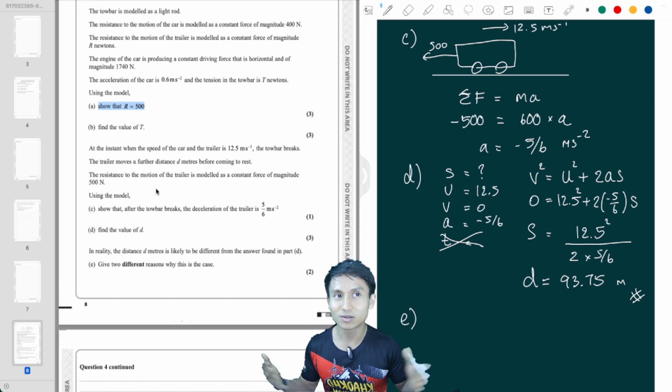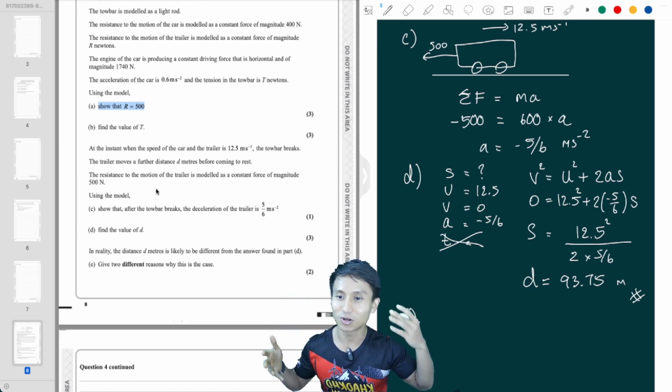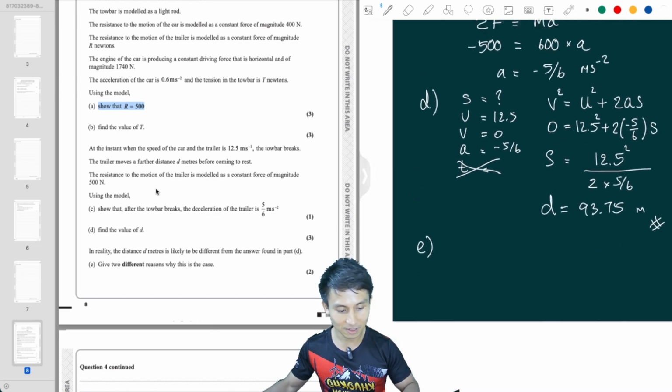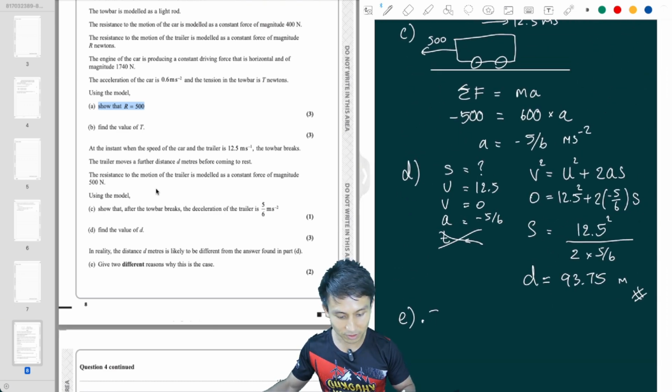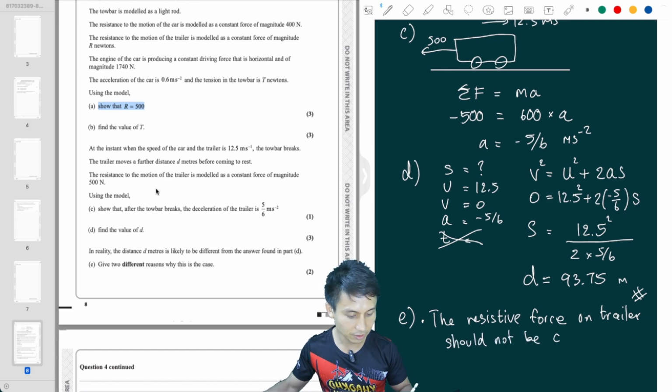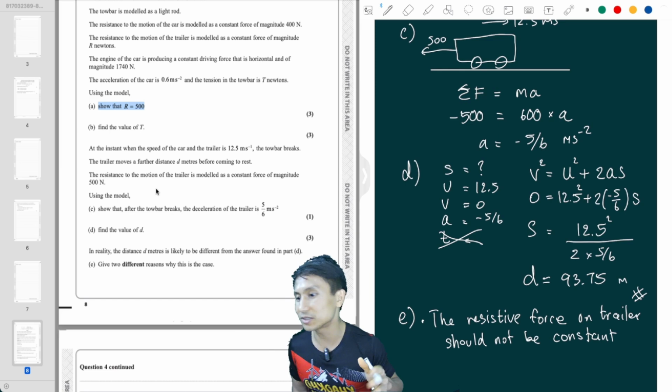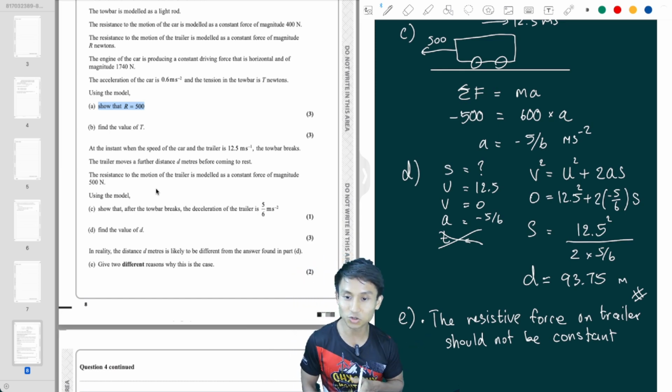If you run slow, you're not going to feel so much air hitting you. But if you run faster, you can feel that your hair gets blown a bit by the air, the wind. So when you move faster, air resistance should be greater. Vice versa, when you move slower, air resistance should be smaller. So first, the resistive force on the trailer should not be constant. That's the first reason. It doesn't have to talk about air resistance, but we know that if air resistance is included in there, then it shouldn't be a constant.